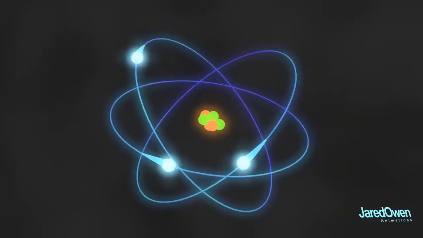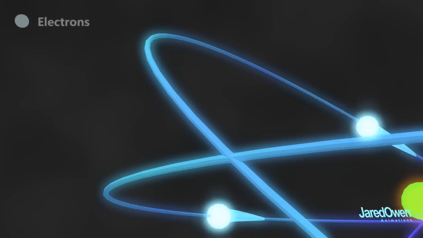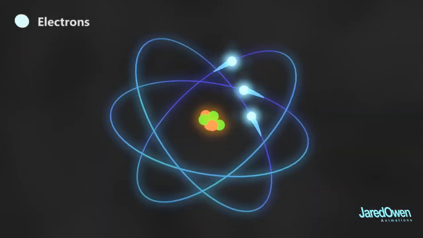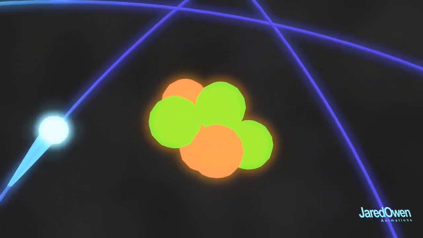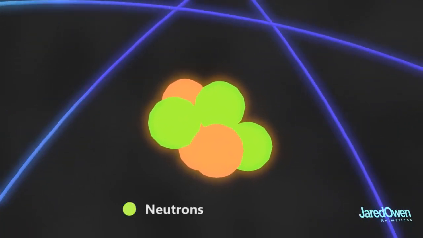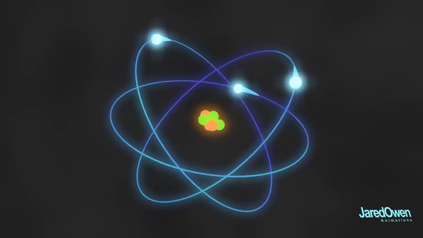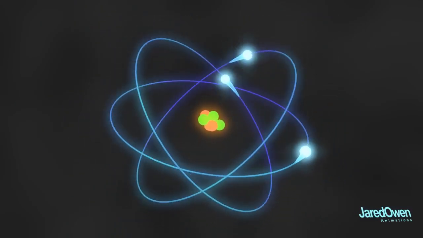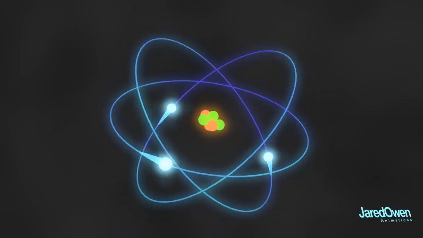When you think of an atom, you probably picture something like this. On the outside, you've got electrons that have a negative charge. In the middle is the nucleus. It's made of neutrons which have no charge and protons which have a positive charge. This model's a good starting point, but there are a few things here that don't quite agree with modern science.